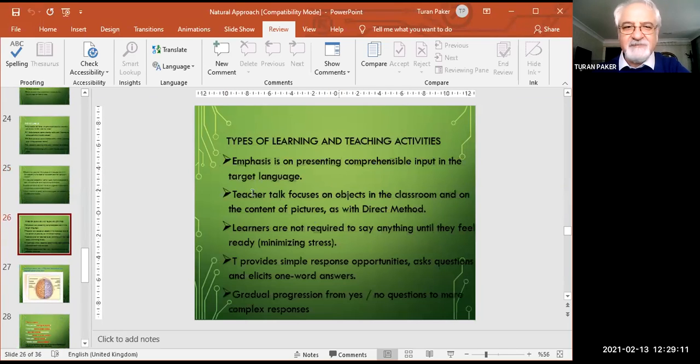And the types of learning and teaching activities: emphasis on presenting comprehensible input in the target language first, and teacher talk focuses on objects in the classroom and on the content of pictures, like the direct method. And learners are not required to say anything until they feel ready. So they are encouraged, but when the students are ready to speak, they will speak. And the teacher provides simple response opportunities like asking questions and eliciting one-word answers, with gradual progression from yes/no questions to more complex responses as well.